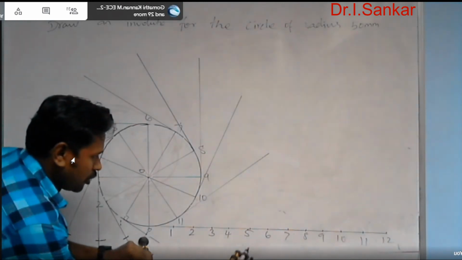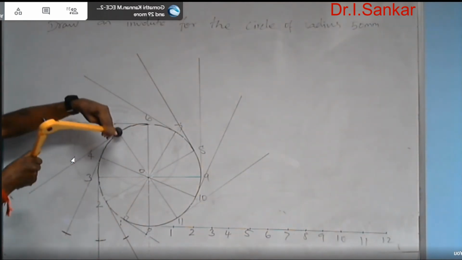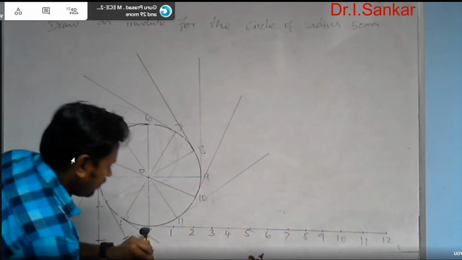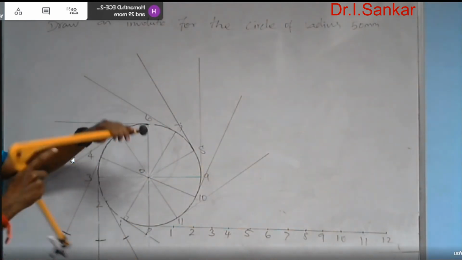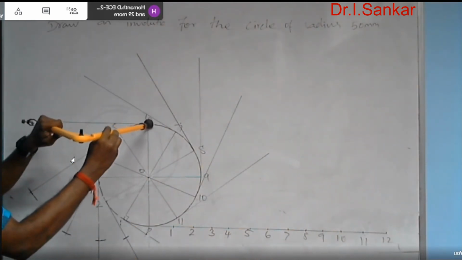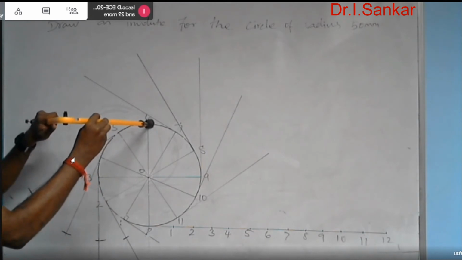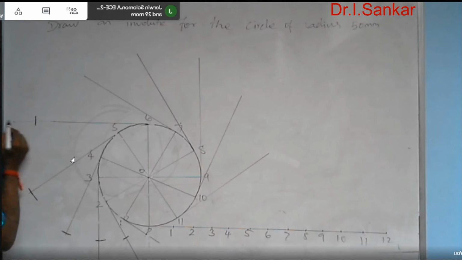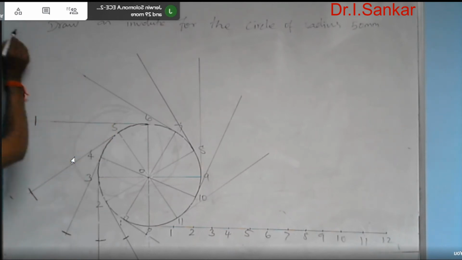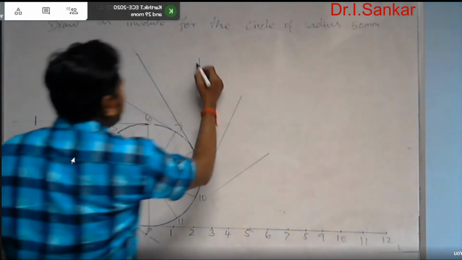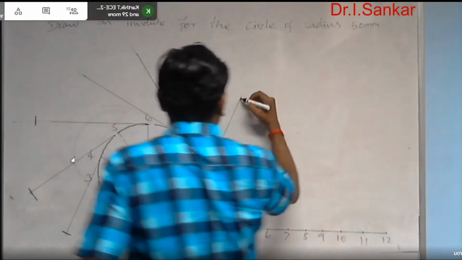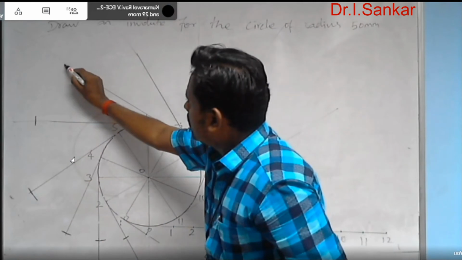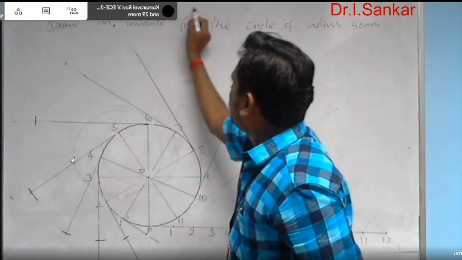And measure O5, and in the line of 5, from 5 cut another arc. From O6, from the 6 in the line of 6 cut one arc. Actually I needed to draw it with higher length for arc. Right. If you cut in this way, you can produce number of arcs here.